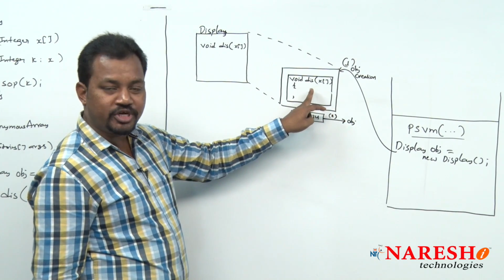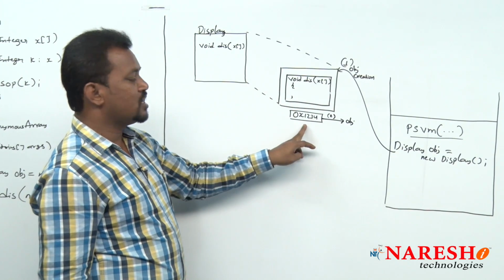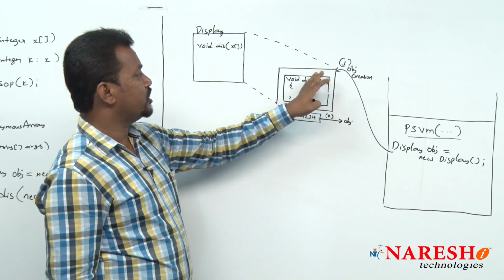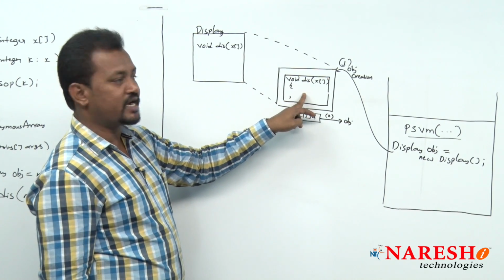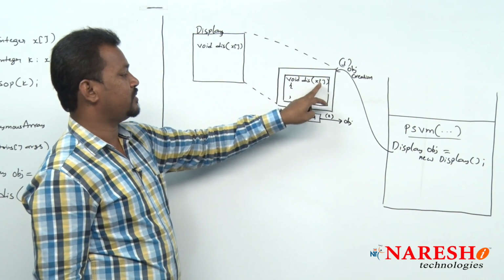Now this is object creation. While the object is created, it has one reference. The reference is held by the object reference variable obj. This object has one non-static method, that is display, which is holding some array element here.